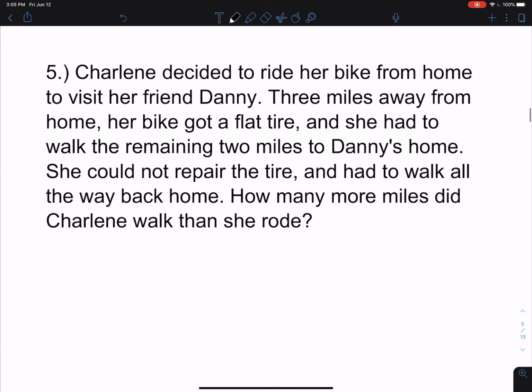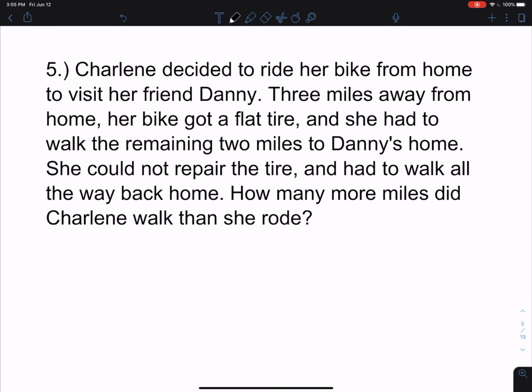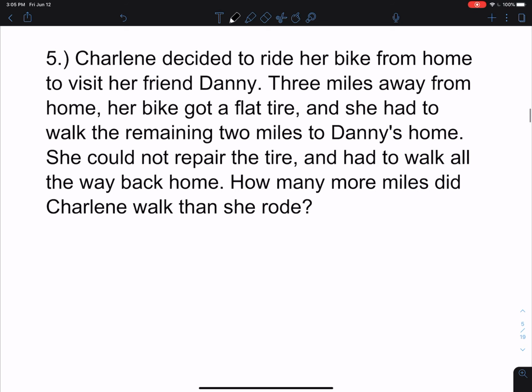If we look at another example, it says Charlene decided to ride her bike from home to visit her friend Danny. 3 miles away from home, her bike got a flat tire, and she had to walk the remaining 2 miles to Danny's home. She could not repair the tire and had to walk all the way back home. How many more miles did Charlene walk than she rode?